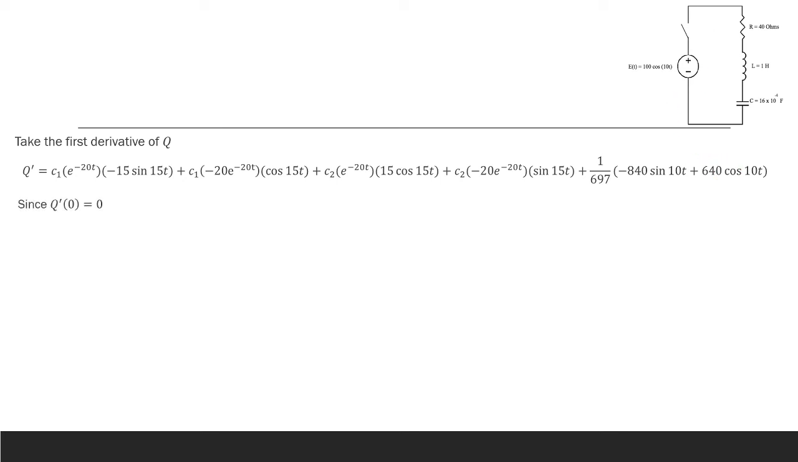We substitute na ngayon the initial condition. Huwag na natin munang i-simplify kasi again, it's easier to simplify kapag na-substitute na initial condition. And that is, your current is 0 when t is equal to 0.